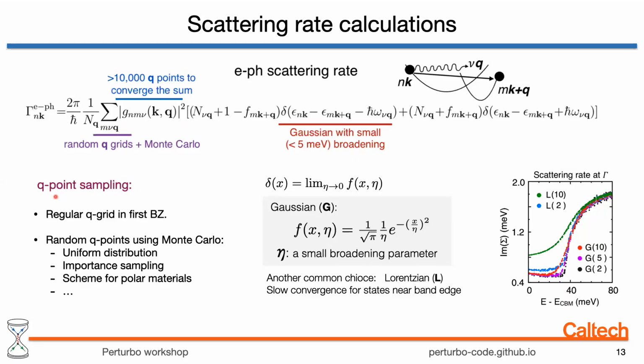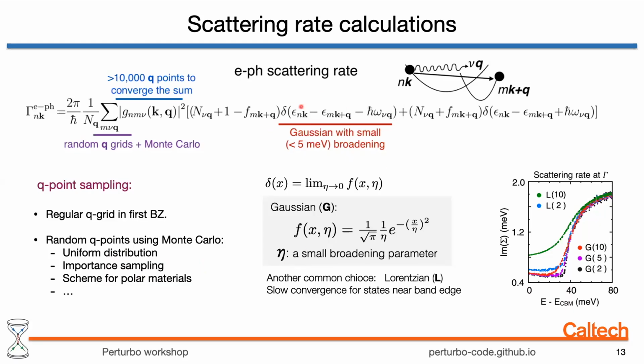And so this means that how you sample these q points becomes very important. And in Perturbo, there are two ways you can do this. Either you can create a regular q grid in the first Brillouin zone, or you can randomly sample the q points using Monte Carlo algorithms. And in this Monte Carlo algorithm, you can either choose to use a uniform distribution or an importance sampling using a Cauchy distribution, for example. And the latter is very important for polar materials, where you have to have very, very fine q samples around the gamma point, which I will get back to in a second.